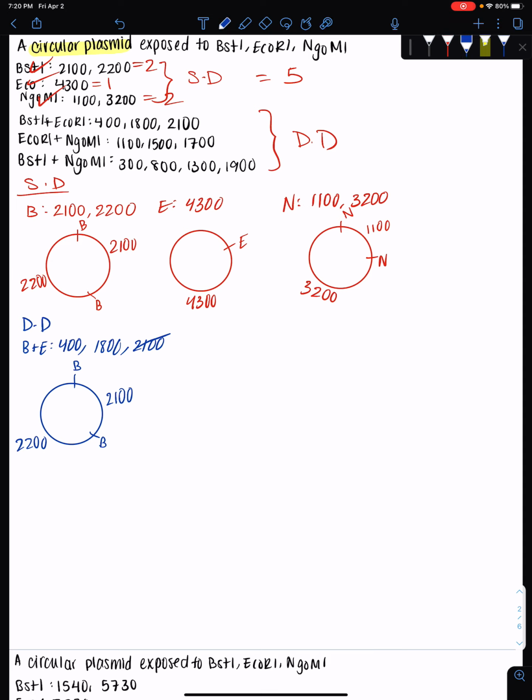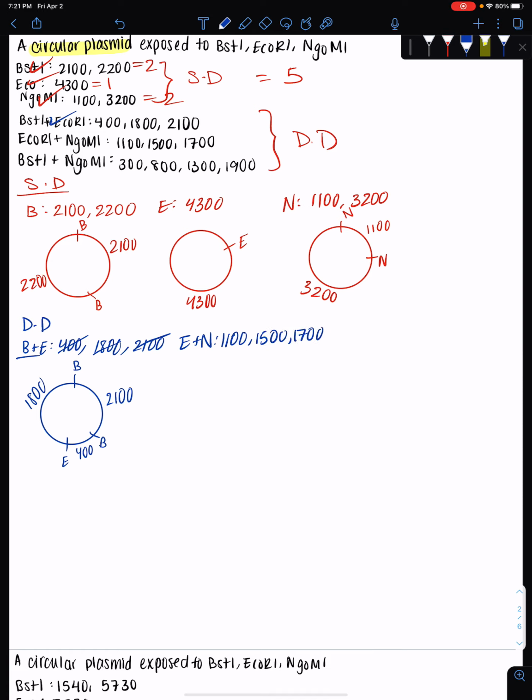Since we used the single digest with B, we need to make a cut with E left. So let's make our cut right here. This smaller area is going to be 400. And this larger area right here is going to be worth 1,800. All right, so we're done with the B and E one. Now let's go to E plus N. This has 3 cuts as well.